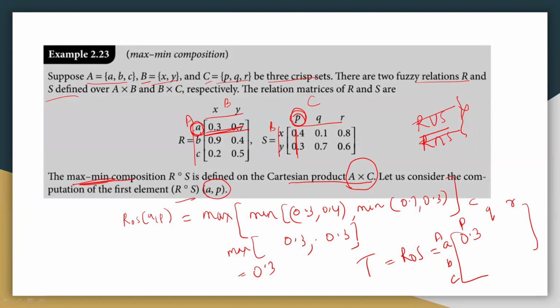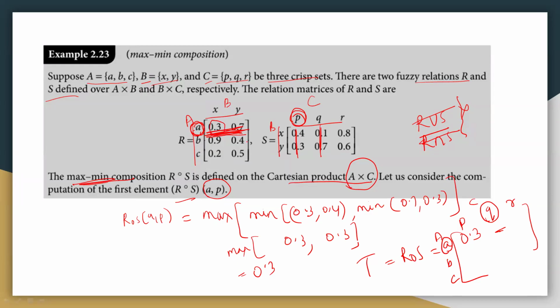Now let us look at the second value that is to be obtained here. So we have got this row and this column. That is the element A and Q. That is what you're trying to find out. So the element A means the row that is contained here, and Q means the column that is contained here.